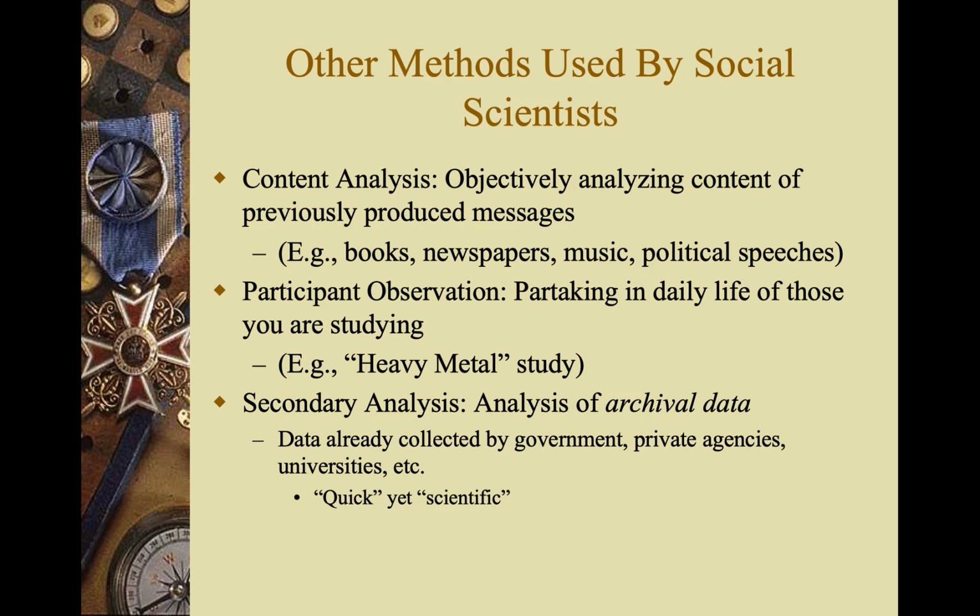So some other methods are content analysis. This is maybe looking at books, newspapers, music, political speeches, participant observation. Like you might be interested in doing a study on heavy metal, and then you would go to the concert and observe. And then also secondary analysis or analysis of archival data. So this is data that already exists, that's been collected by a particular group and is being held, and you can go review it. But all of these that are on this slide are generally qualitative methods.